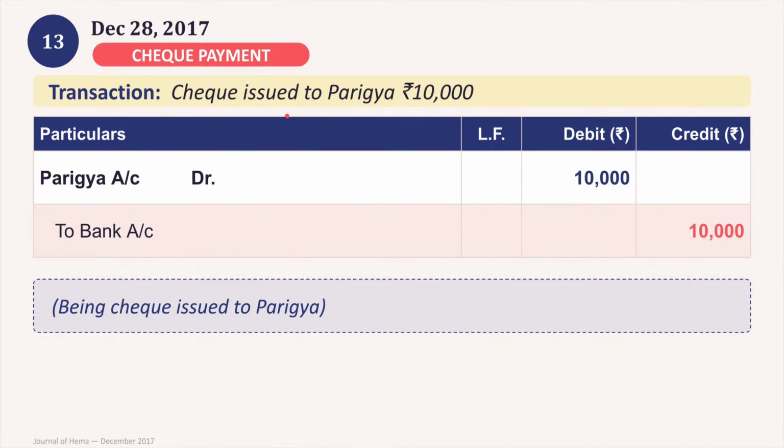Next, check issued to Parigya 10,000. Okay, so we are paying Parigya. So debit the receiver, Parigya account debtor, or Parigya is our creditor. So any decrease in creditor has to be debited, and credit bank account. Again, bank balance will come down. Decrease in asset has to be credited. So Parigya account debtor to bank account, being check issued to Parigya.